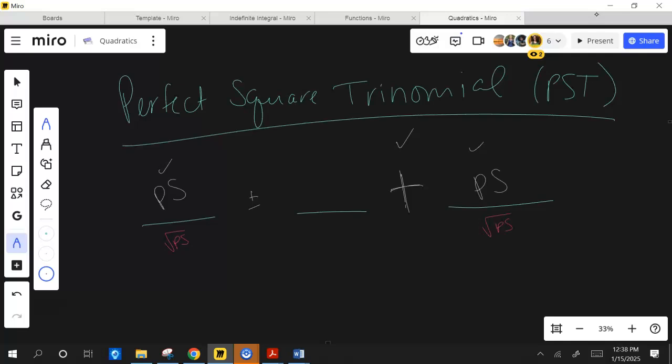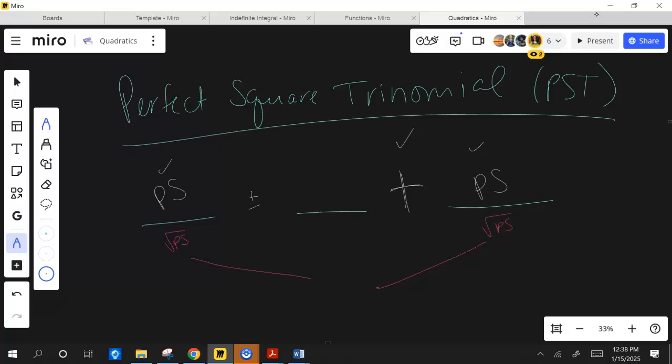You take the square roots of the ends, square root, multiply and double. Square root, multiply and double. Ready? Do it with me. Square root, multiply and double. Now, why am I doing this? Because this middle piece has to take these two, multiply together, and double to give you what's in the middle.